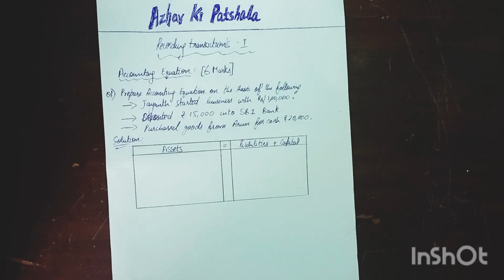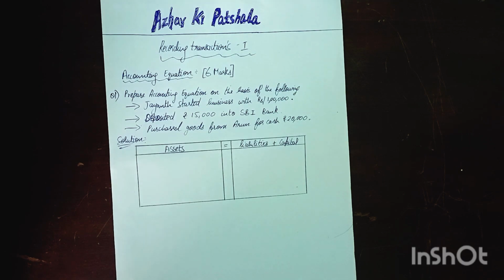Let us start. Prepare accounting equation on the basis of the following. Jayan started business with rupees 1 lakh, deposited 15,000 into SBI bank, purchased goods from Arun for cash 20,000. It's the same as the last topic we studied, just it is asked for 6 marks and this is a guaranteed question in the first PUC. So let us start.